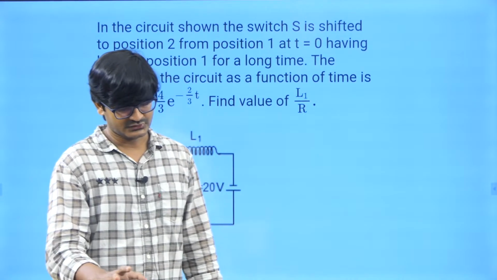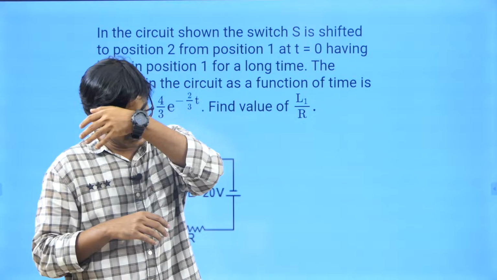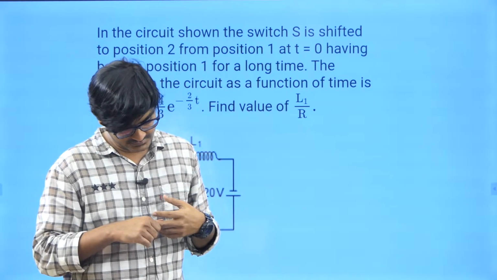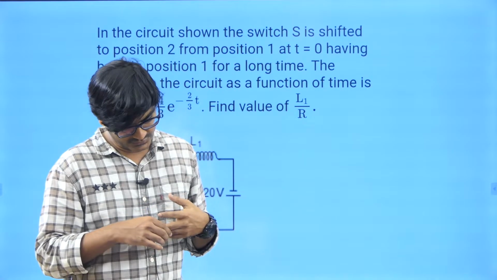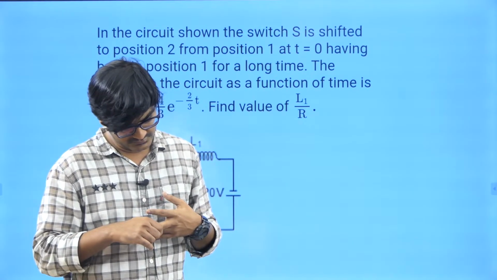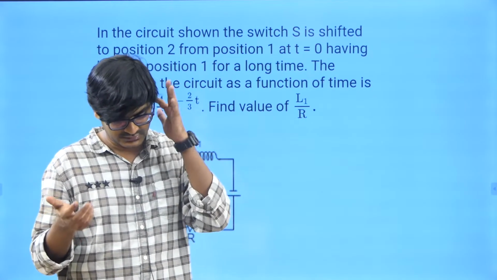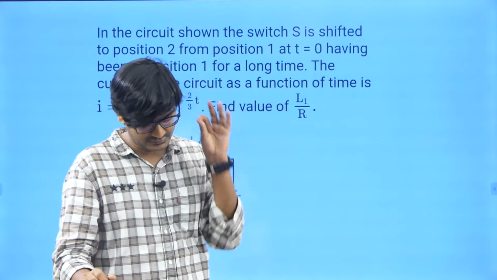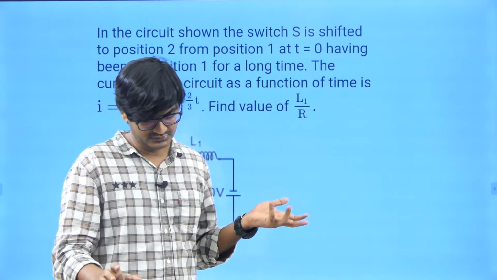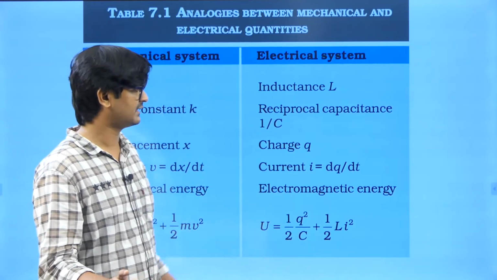The next question: in the circuit shown, the switch S is shifted to position 2 from position 1 at t equal to 0, having been in position 1 for a long time. So you need to find, they found the current as a function of time. You need to find what is L1 by R. And I think you must be aware of this analogy.